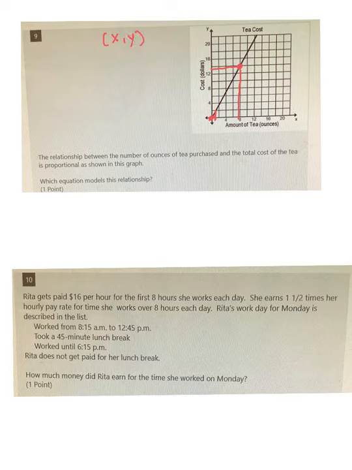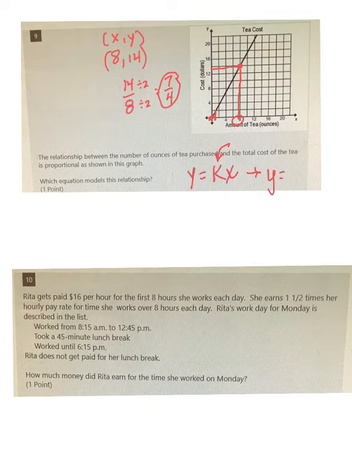X comma y. Let's see, x is 8. There's my x. Y is going to be 14. There's my coordinate. And because it's proportional, I can take 14 and divide it by 8. Both of these are even, so let's divide them by 2. And we get 7 over 4. Now, that's our unit rate. And remember, our equation is going to be y equals k times x, where k is the unit rate, or constant of proportionality. So for this particular equation, it would be y equals 7 over 4x.